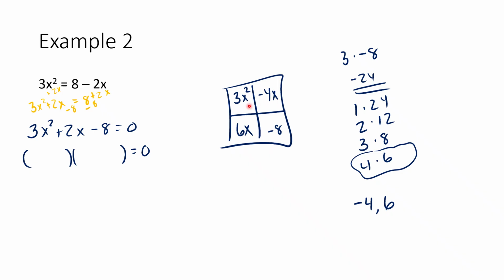GCF going from right to left or left to right here would be x. And then 3x times x gives me the 3x squared. Negative 4 times x gives me negative 4x. And 3x times 2 would give me the 6x. And then 2 times negative 4 does give me the negative 8. And instead of writing my factors below, I'm going to come over here and write them. So 3x minus 4 and x plus 2.